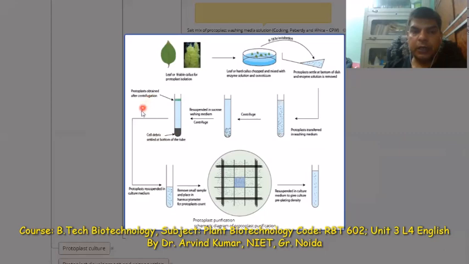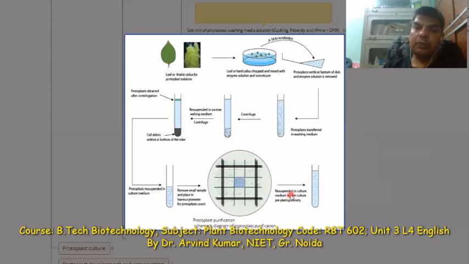Now we take out these protoplasts from this tube and resuspend them in culture medium. Remember that this is the culture medium in which we are going to culture these protoplasts. So we can go for counting of these protoplasts. We suspend them in more culture medium to give a perfect plating density. And afterwards, we use some tissue culture techniques to culture these isolated protoplasts.